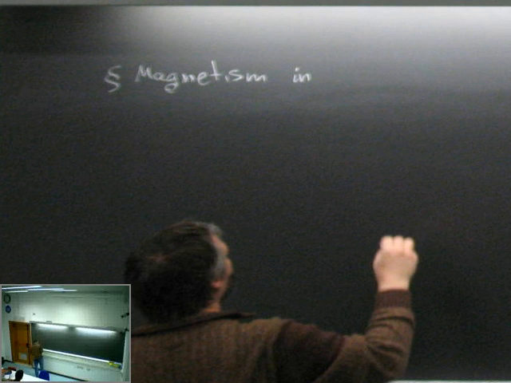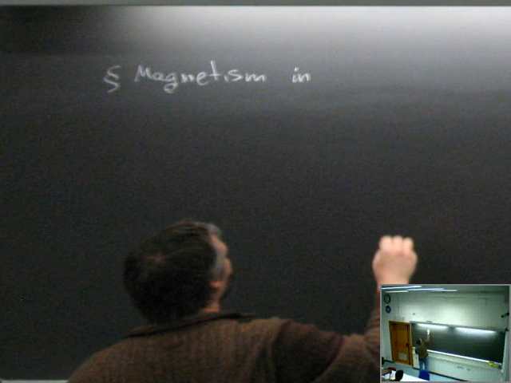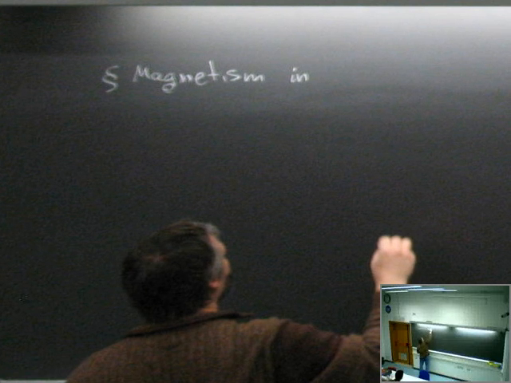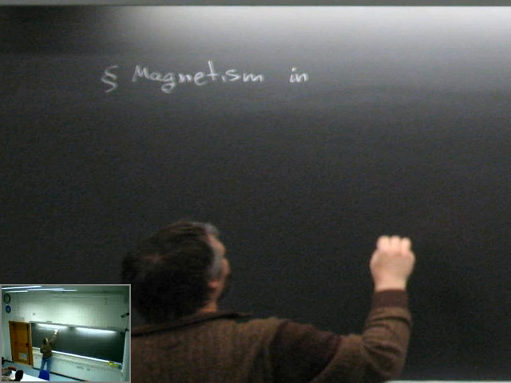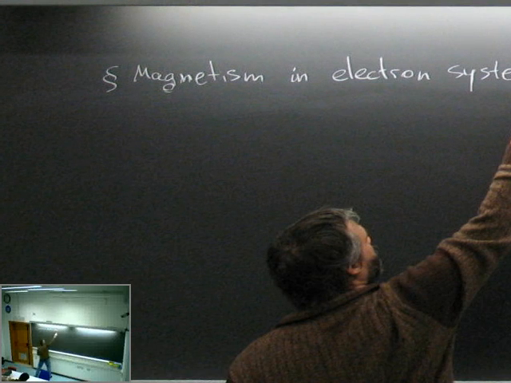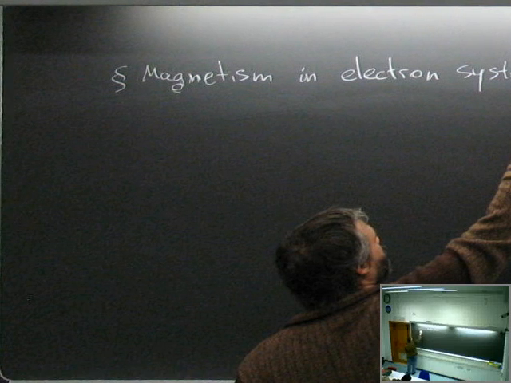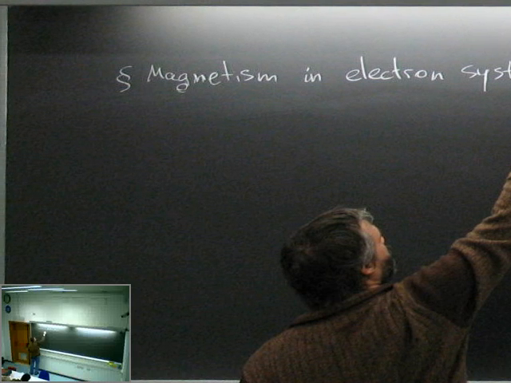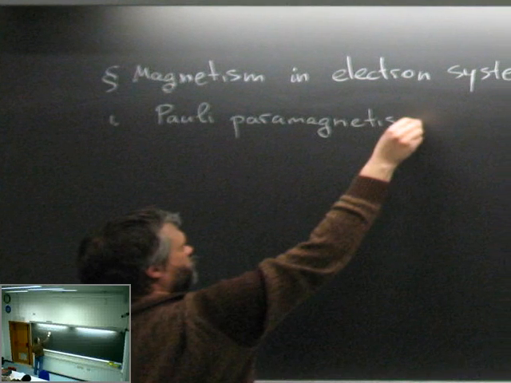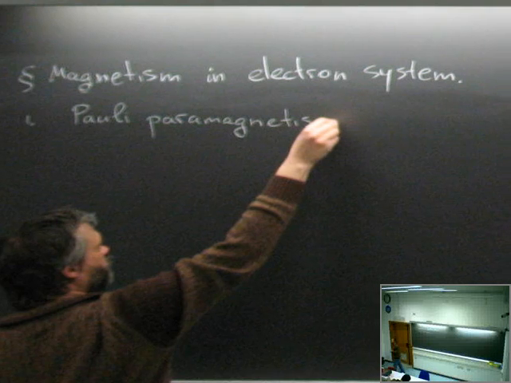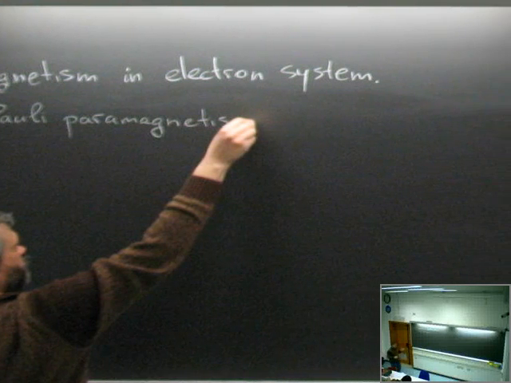Okay. Then the subject of today's lecture is magnetism in electron systems. The first part of this lecture, number 1, will be devoted to Pauli paramagnetism. And we use the properties of integrals with the Fermi distribution function, which we discussed last time.